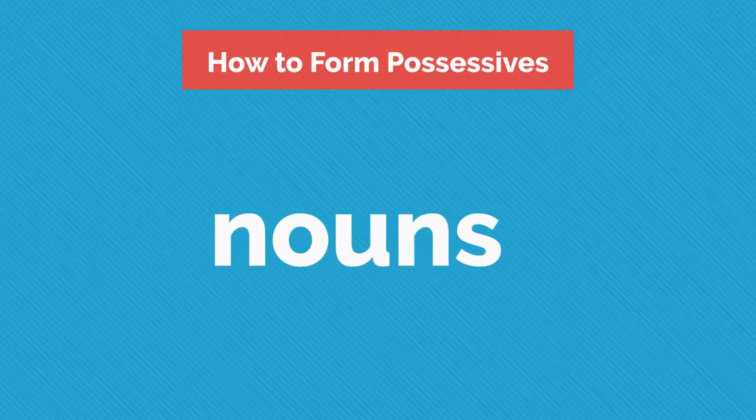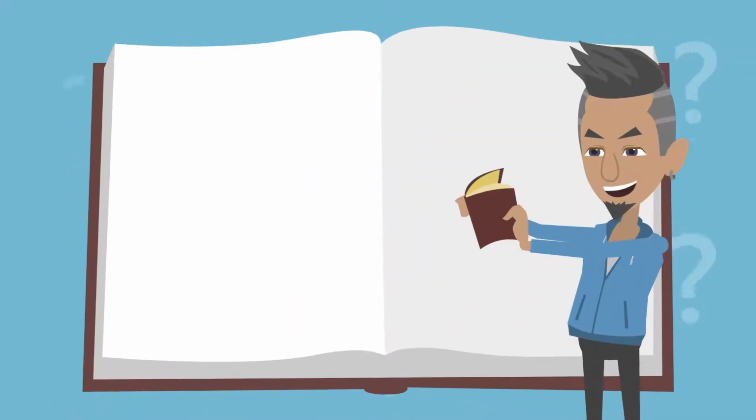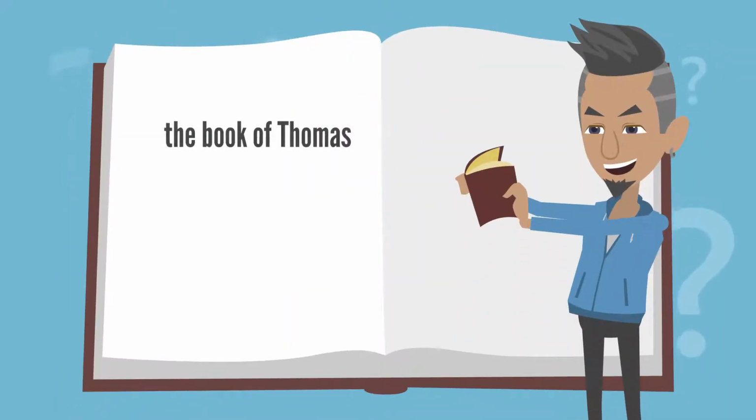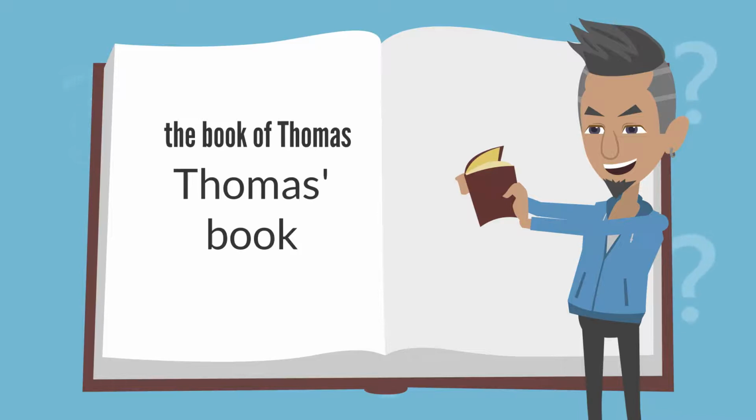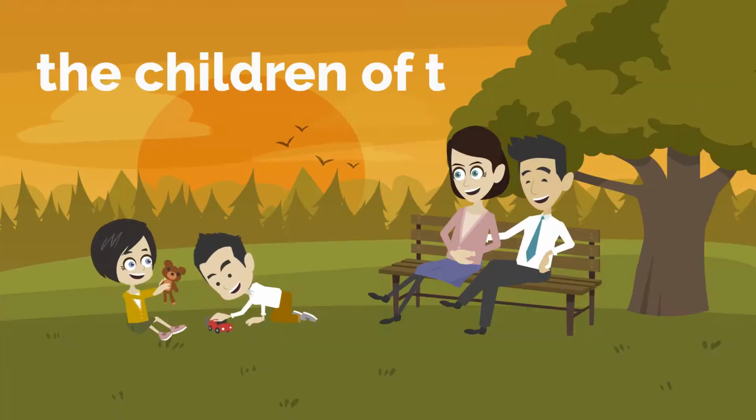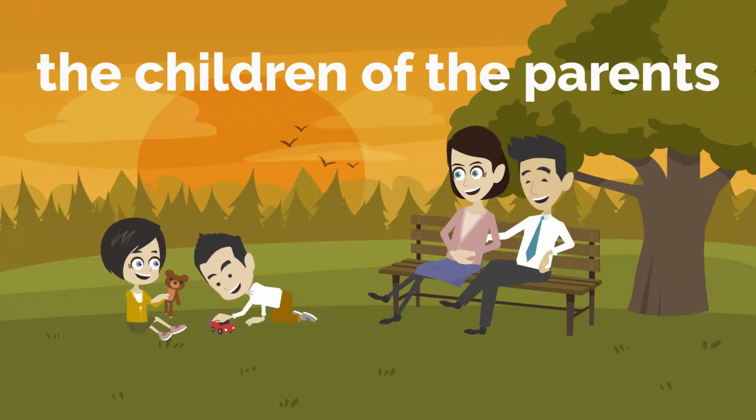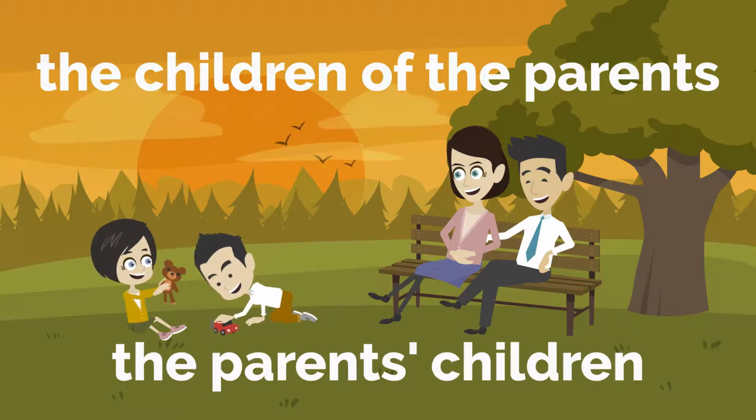The possessive is formed by adding an apostrophe after a noun that already ends in s. For example, the book of Thomas equals Thomas's book. This means that Thomas owns a book. The children of the parents equals the parents' children. This means that there are many parents who have children.